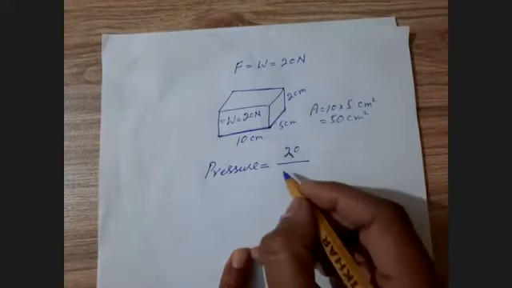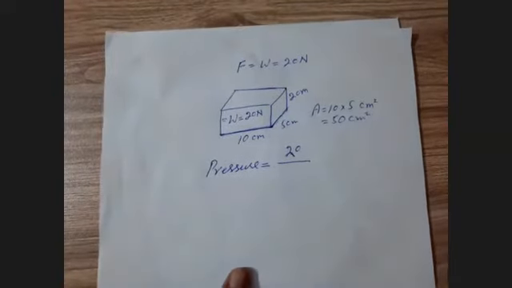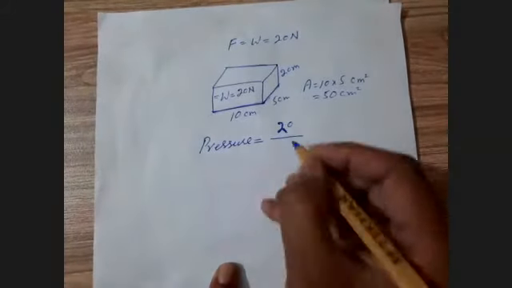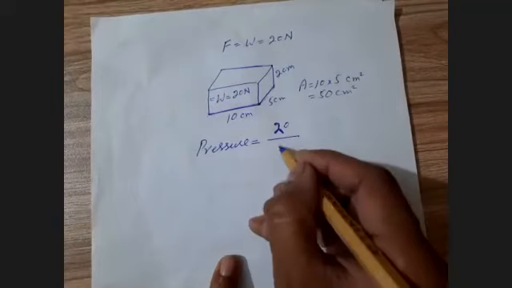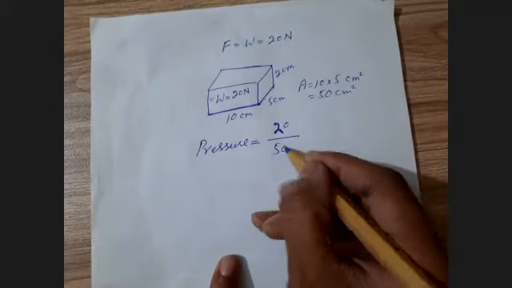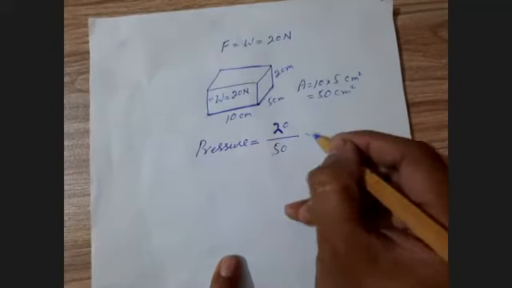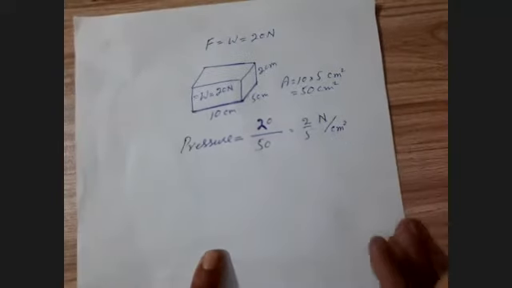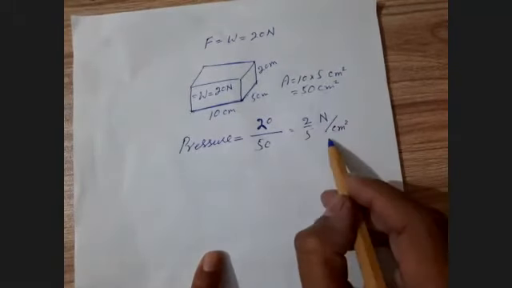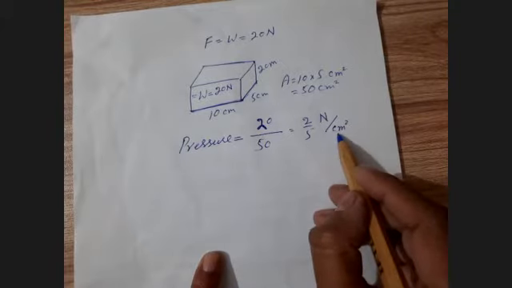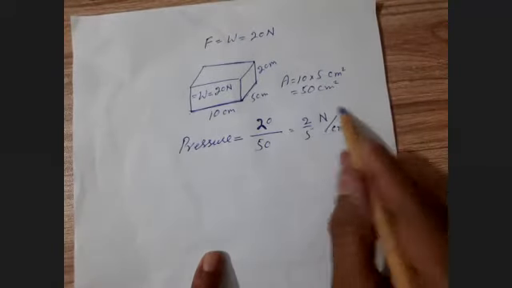If you are writing that, please listen to me very carefully, because it is very important to understand this thing related to the unit. If I am writing 20 over 50, which ultimately will be 2 over 5 Newton per centimeter square. So whatever unit I am using, I will have to mention it for pressure. But this Newton over centimeter square cannot be written as Pascal. We cannot write this as Pascal.